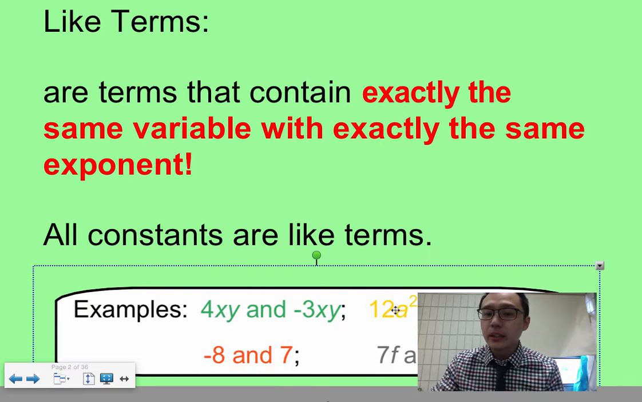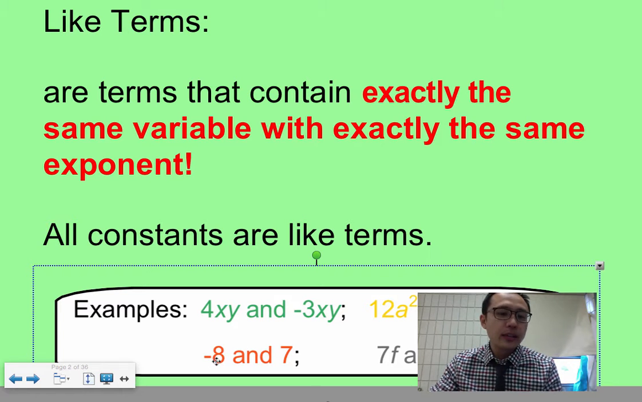If you look at this yellow one, 12a squared and 2a squared, this one is a, this one is a. Okay, so that meets number 1, exactly the same variable. Do they have the same exponents? Yeah, they do. So these two are like terms. Do I care about the coefficient, the number in front? I don't. I don't care if it's 12 or 2, if it's a negative fraction. As long as these two are like terms, a squared, then I can combine the coefficients.